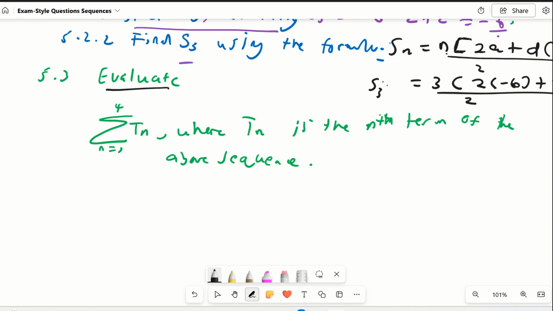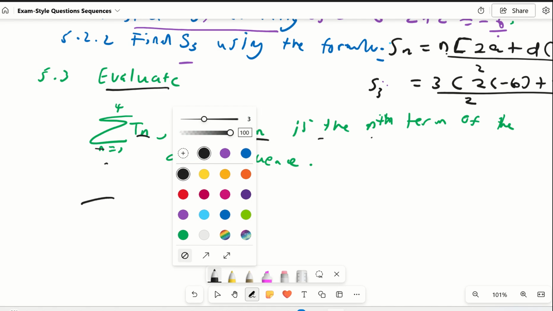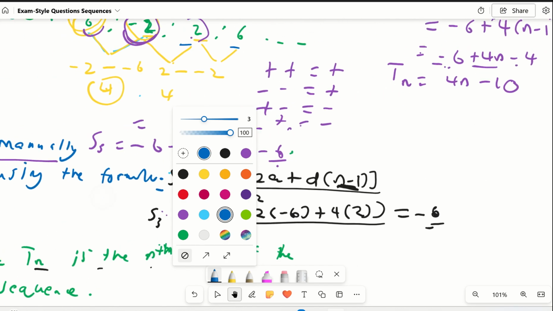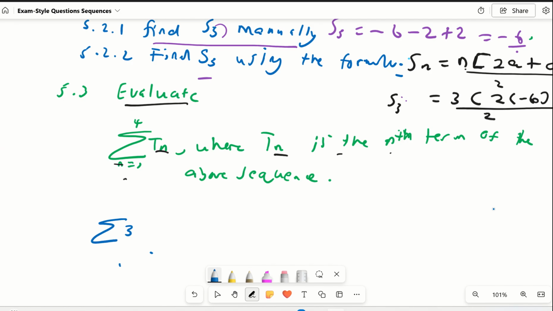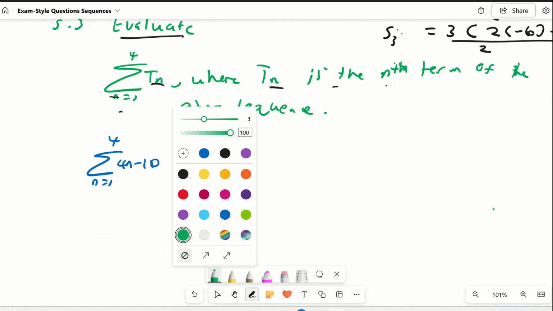Now, lastly, it says evaluate the sum from 1 to 4 of Tn, where Tn is the nth term of the sequence above. So I could rewrite this as 4n minus 10, with the n minus 1 there and a 4 there. So how do I evaluate? I understand what this thing is.